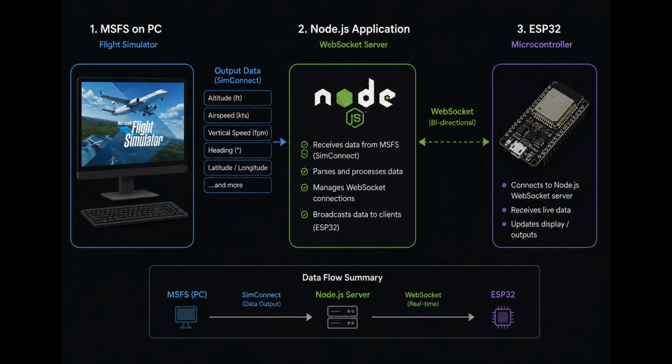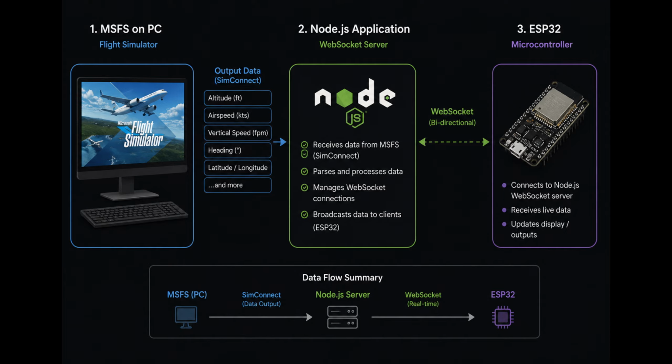Okay, so here's the plan. We've got Microsoft Flight Simulator running on our PC. That by default is emitting data through its SimConnect API. What we're going to do is write a little bridge software. It's only about 100 lines of code, but it's going to receive the data from SimConnect, and it's going to expose a web server running a WebSocket.